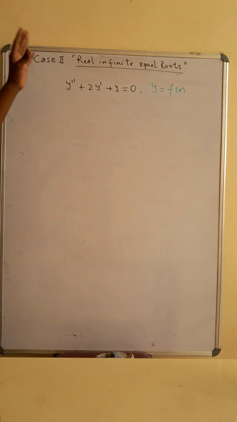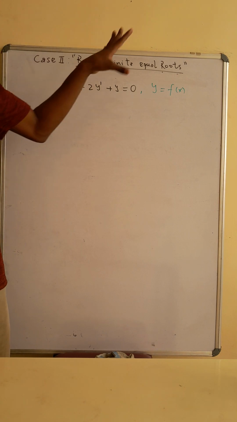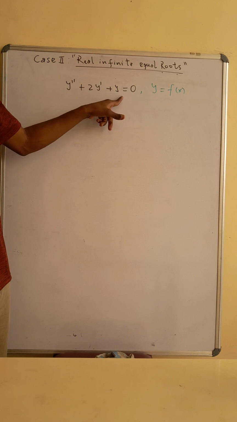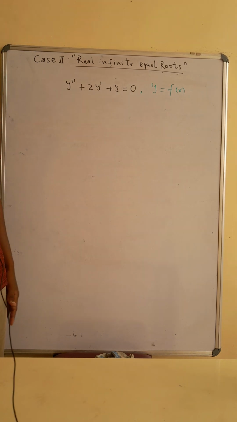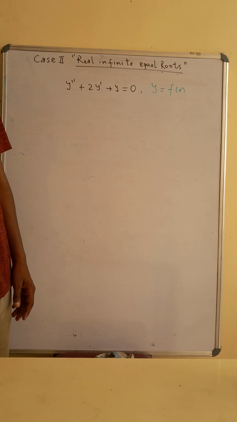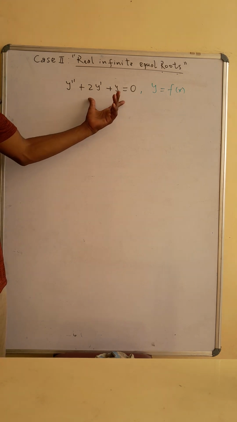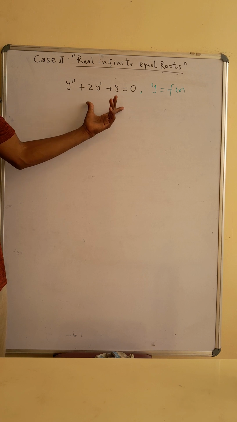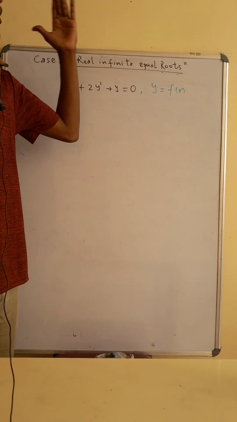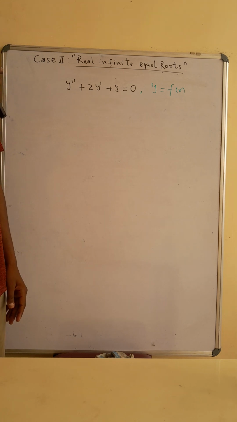Suppose we have a homogeneous differential equation. Why is it homogeneous? Because here it is equal to 0 and all the terms here are in y. We spoke about why this is homogeneous, and so how to solve this kind of equation when we have real infinite equal roots.